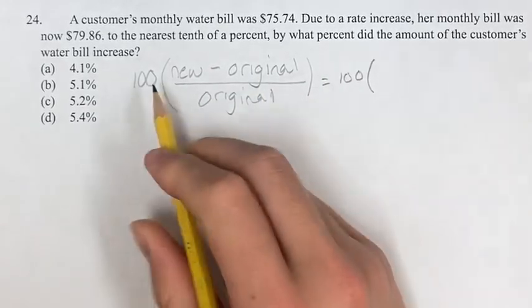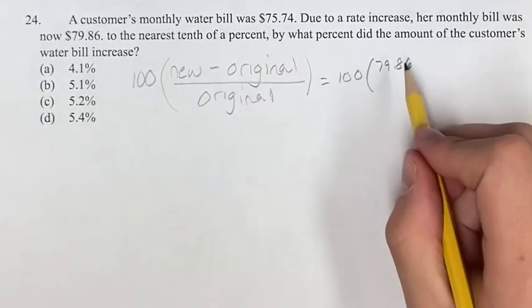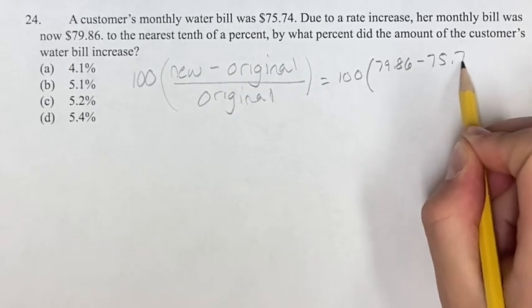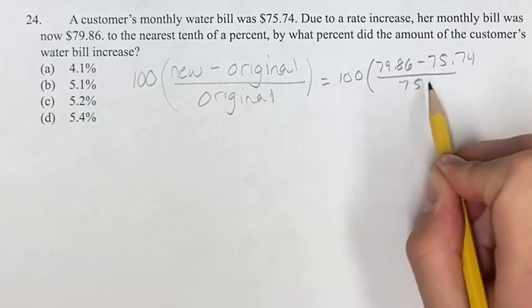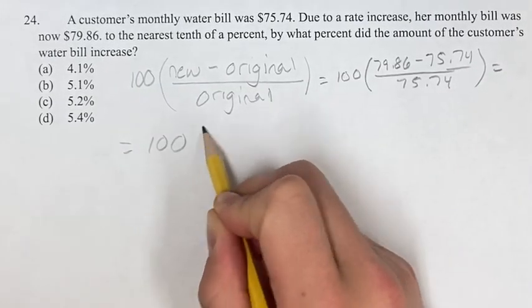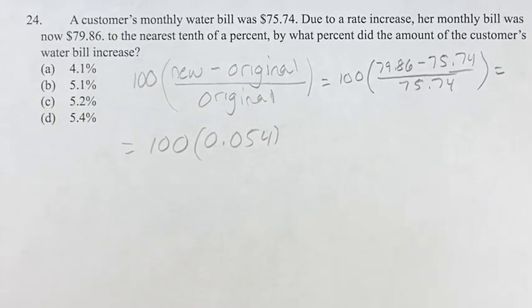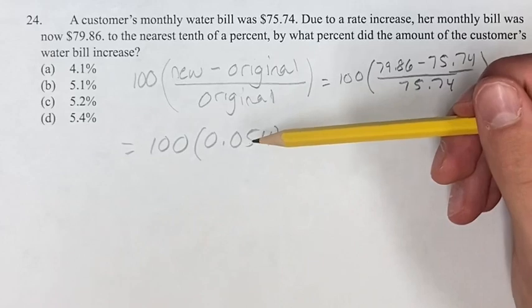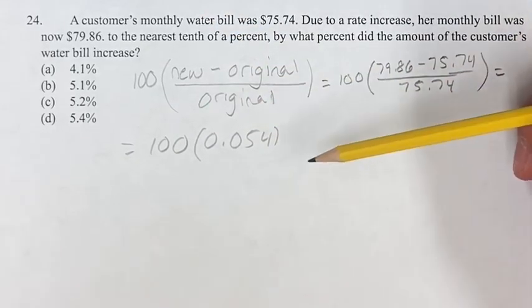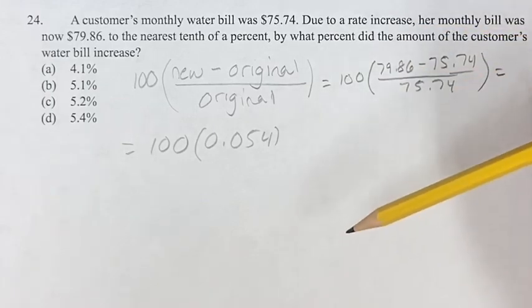100 times the new is 79.86. And the old is 75.74. We're doing this in relation to the original, so 75.74. So you have 100 times 0.054. That is the value of this fraction. And so this is saying that the change is 0.054 times the original value.